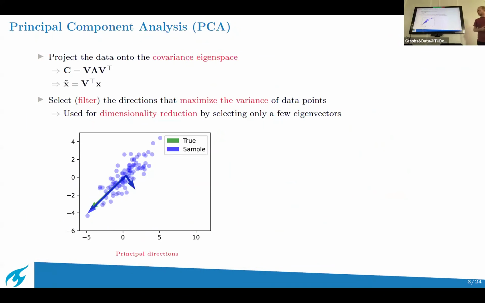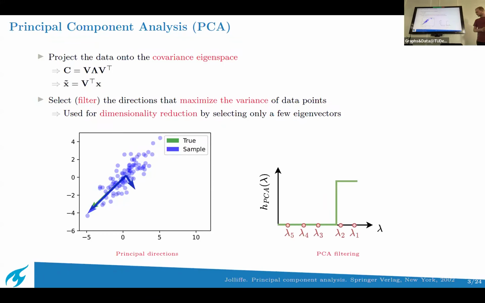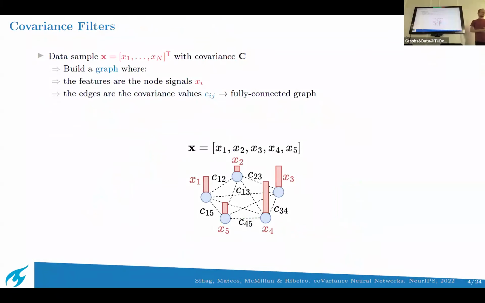And one way that you could do that is via principal component analysis. So again, the decomposition of the covariance and projection of the data onto these directions that maximize the variance of the data. You can use this for dimensionality reduction, which you can see also as a filtering operation, where this plot shows the eigenvalues on the x-axis. And basically what PCA does when you want to select, let's say, the first two components is it applies this sort of high-pass filter where you are zeroing out all the lower eigenvalues and keeping only the largest ones. Or you can use covariance filters to leverage covariance information.